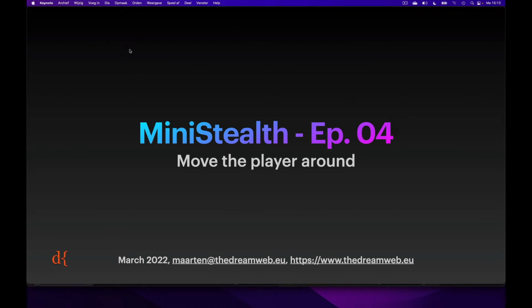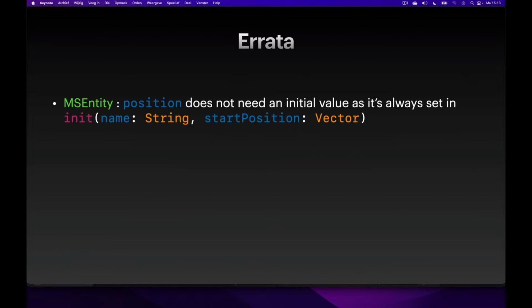Hello and welcome to this fourth episode of a MiniStealth tutorial series where we're using SpriteKit and a little bit of GameplayKit to create a small roguelike, stealth-like game. This is the fourth episode where we're going to make the player move around. But before we get into that, first a small correction on the last episode.